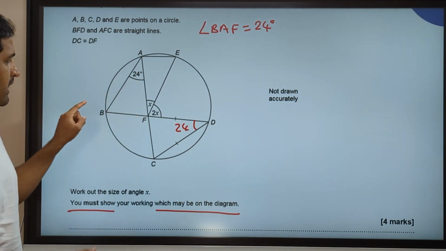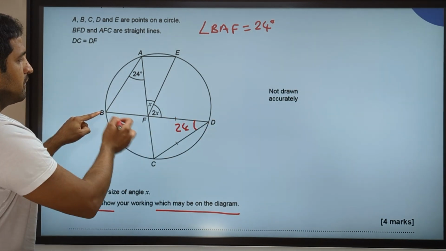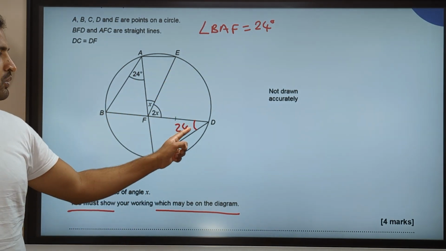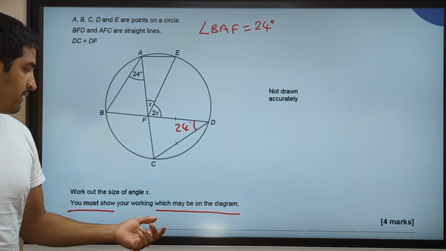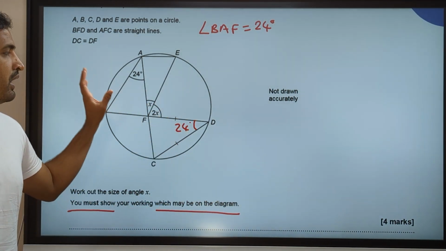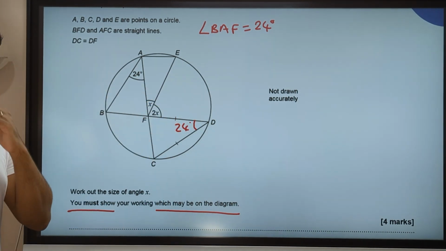Because they are subtended by this same arc or same chord BC, from there to there, from there to there. And that's why these 2 angles are the same. So if I just write 24 degrees on here, because they say it may be on the diagram. Okay, working, you can show it on the diagram. And that's fine. It's perfectly okay to do that and you get 1 mark.